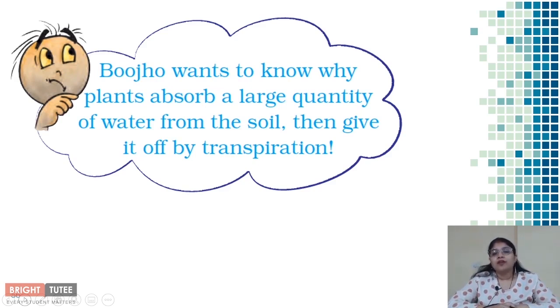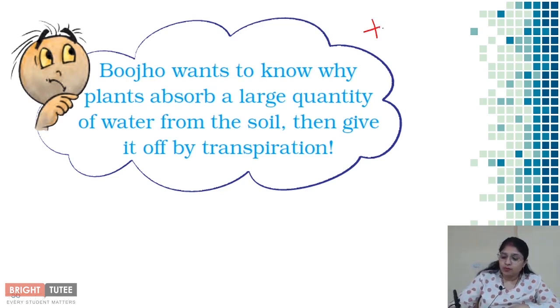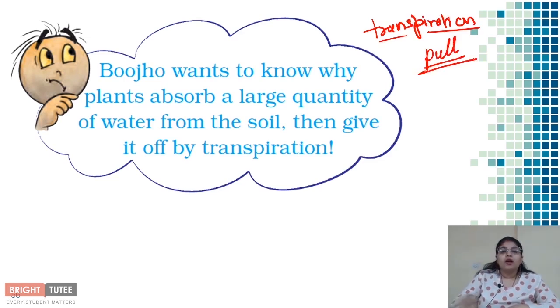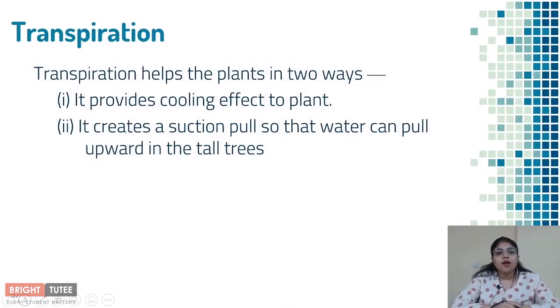They do not require transpiration for the movement of water from the roots to the leaves. But the trees which have huge heights, like the 150-meter trees, trees like mango, neem, all of these long and tall trees, require a transpirational pull, right? That is the reason why a lot of water is absorbed by the plant, and then it is given off by transpiration. So let's understand this process.